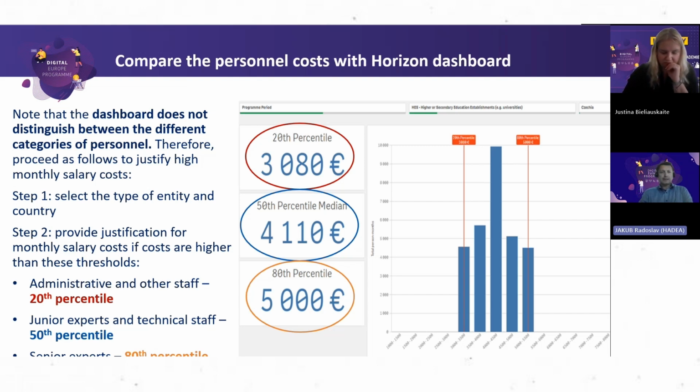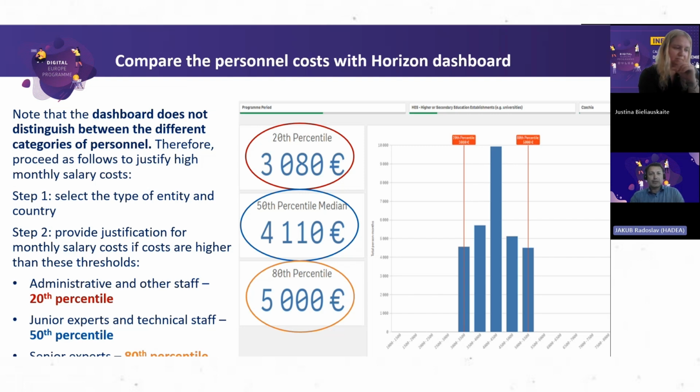What you can see here is the 20th percentile. And what does it mean? In this country, for the given type of entity, 20% of the person months declared under the actual cost grants in Horizon were accepted, respectively reimbursed, at a level below 3,080 euro. Then you have the 50th percentile, the median: 50% of person months for this country and for this type of entity were reimbursed at an average level of 4,110 euro. And then you have the 80th percentile, that is 5,000 euro. The same way, 80% of person months were reimbursed to the beneficiaries below 5,000 euro.